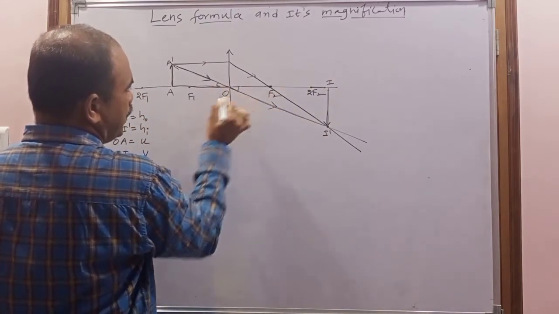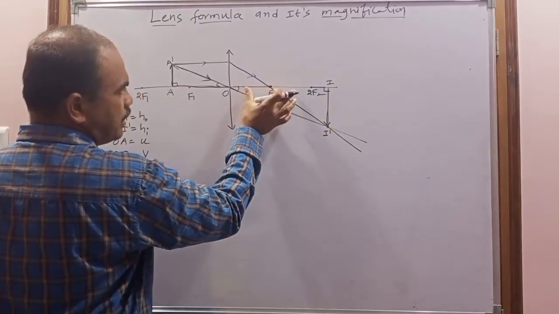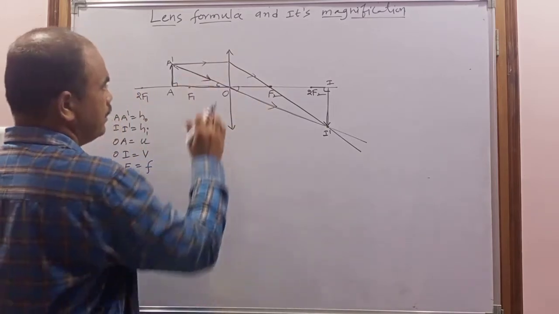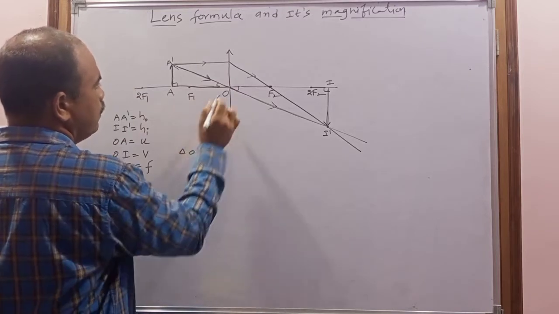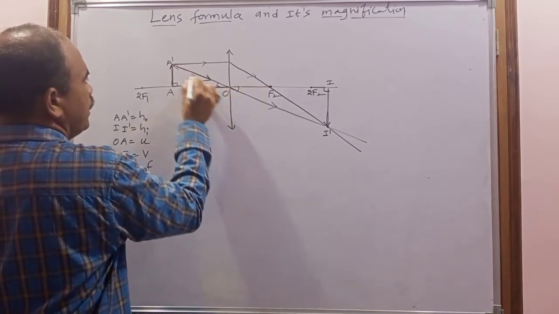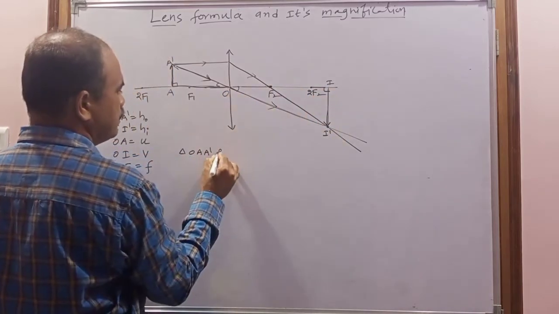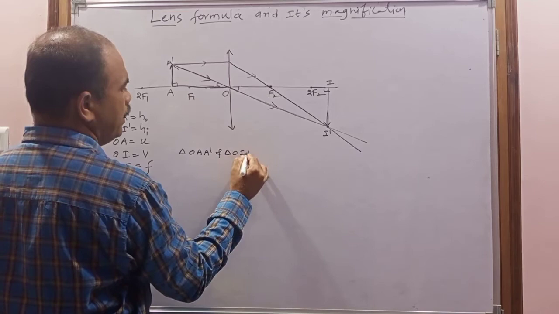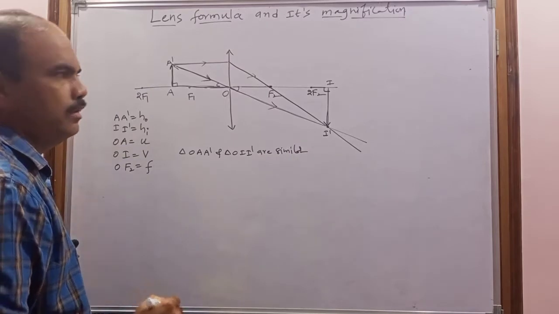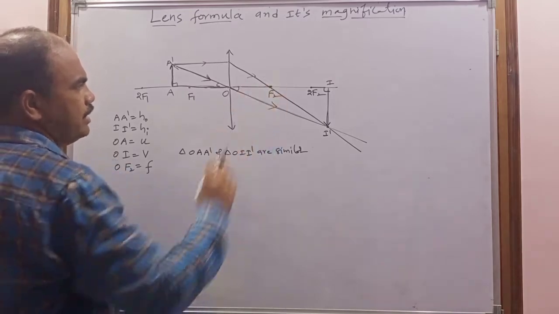So these are the two alternate angles, which are the same, and these are right angles and these are also right angles. When two angles are the same, the third angle is also the same. That's why these two triangles are similar. What are they? One is triangle OAA' and the next one is triangle OII'. They are similar triangles. When they are similar triangles, their side ratios will be the same.